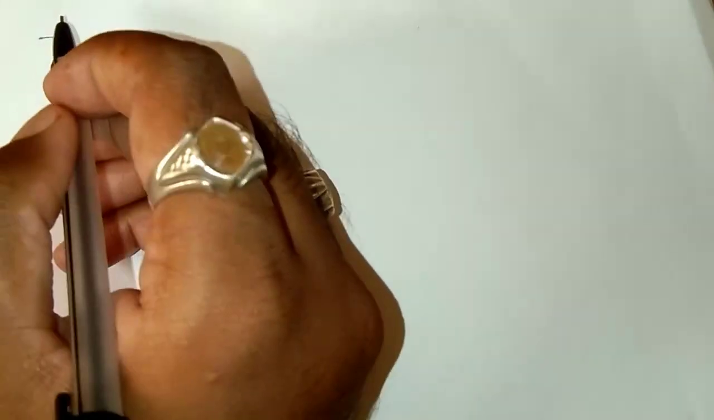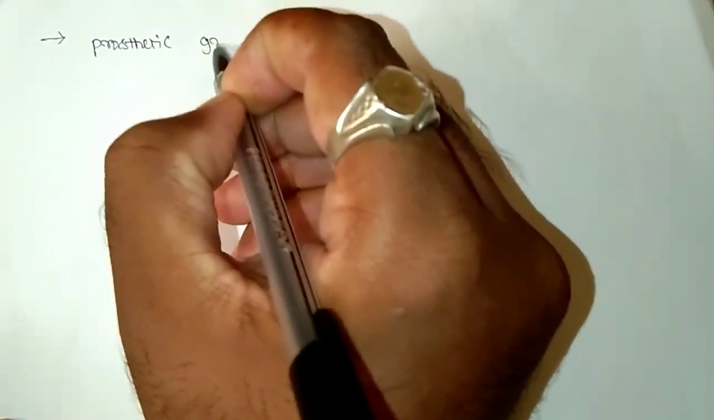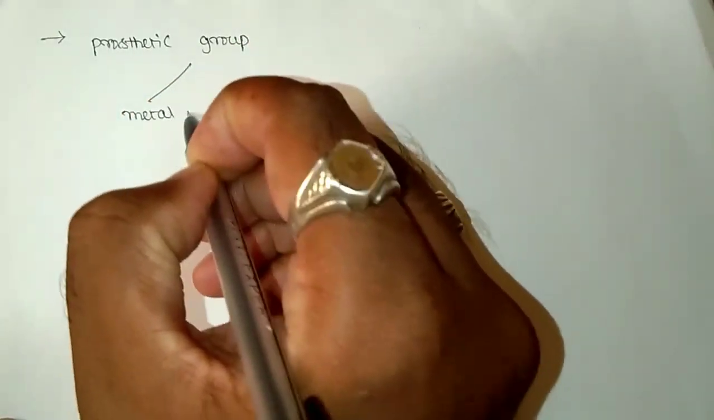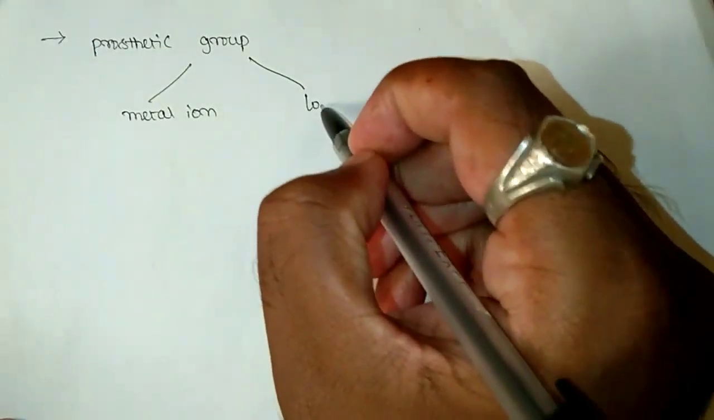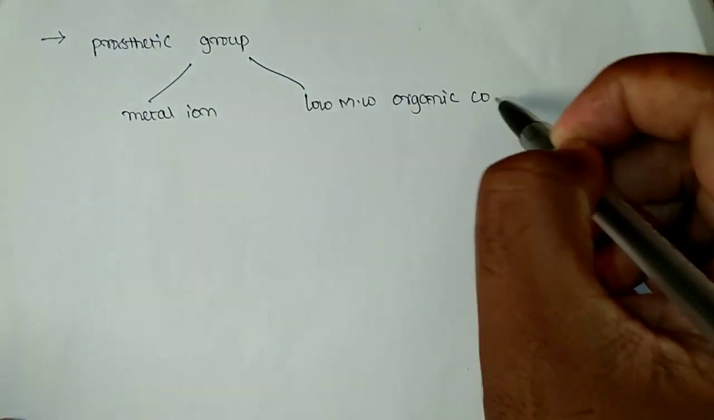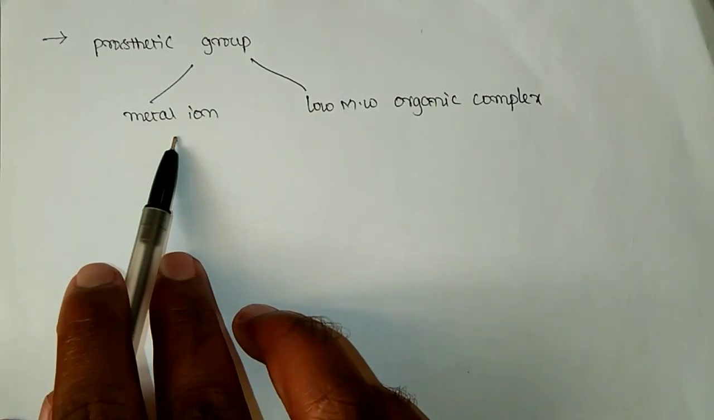As we said, the enzymes are proteinaceous in nature, and these enzyme proteins will always be in association with some non-protein components, and those non-protein components are called prosthetic groups. The prosthetic group which is in association with the enzyme protein may be either a metal ion or a low molecular weight organic molecule or organic complex.